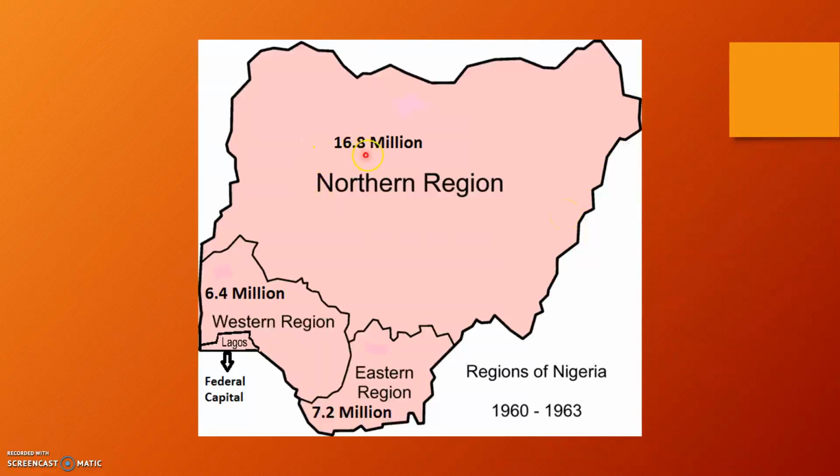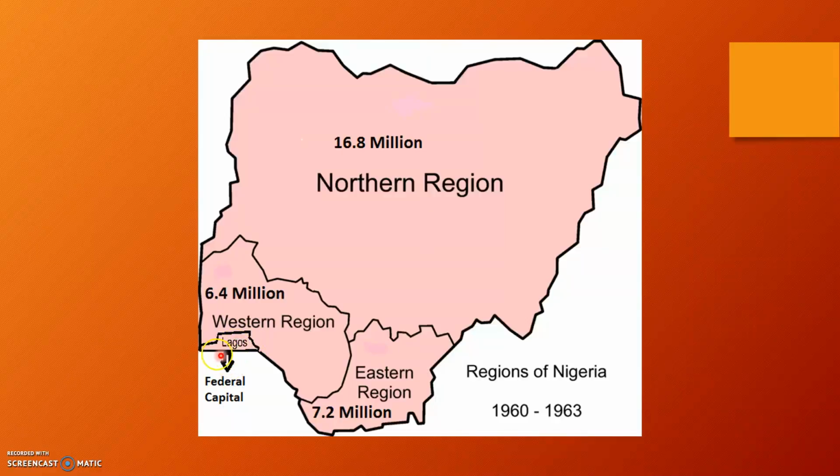But when you look at its population, it's 16.8 million people. That's a lot. But if you look at the size relative to the western region and the eastern region, those are both really tiny regions. And in terms of population, proportionally, frankly, this is very clearly much more sparsely populated. So there are three major regions in the First Republic, and then Lagos is the federal district.